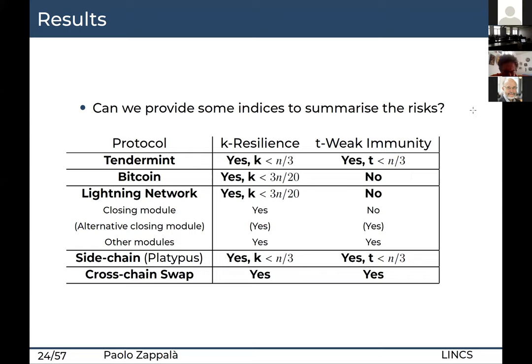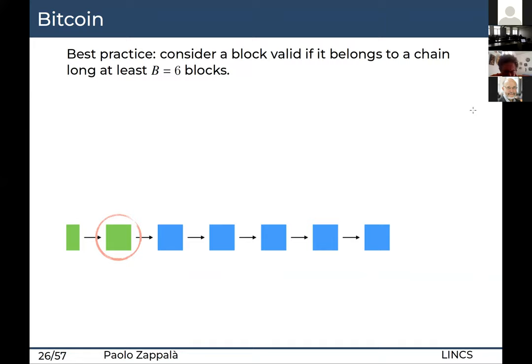We start, for instance, from Bitcoin. In Bitcoin, the result is that it is not immune to any possible subset of Byzantine players, but it is immune to, let's say, 15% of rational players. So the resilience is up to 15% of players. How did we calculate it? First of all, how does the Bitcoin protocol work?